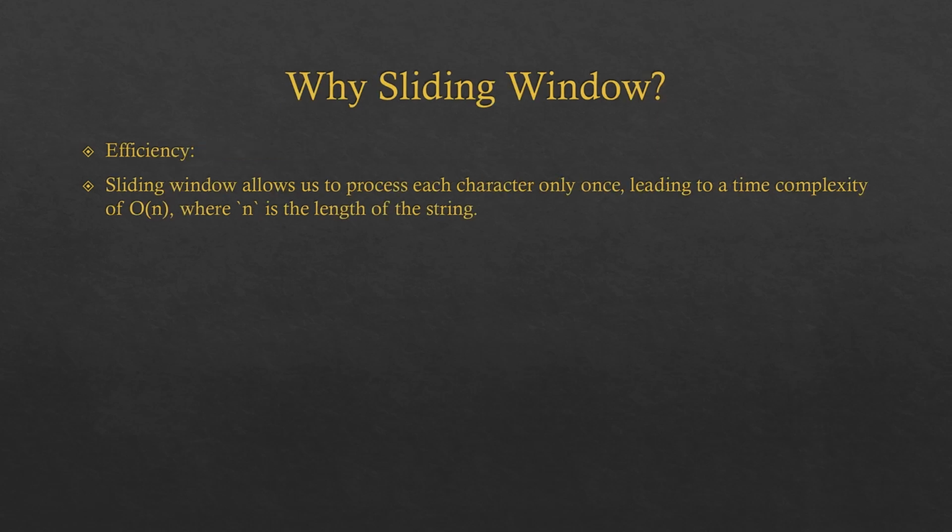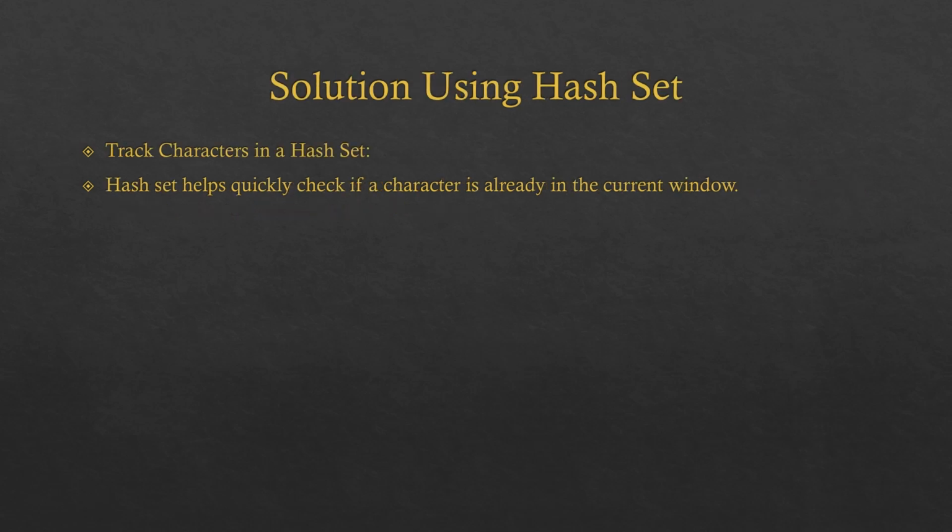Why use the sliding window technique? It's efficient. By using two pointers, we only need to process each character once, leading to a time complexity of big O of n, where n is the length of the string. To track distinct characters, we can use a hash set. This allows us to quickly check if a character is already present in the current window. If it is, we can shrink the window until the duplicate is removed.